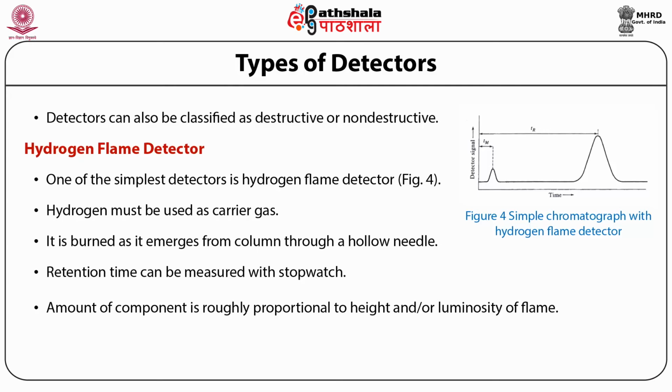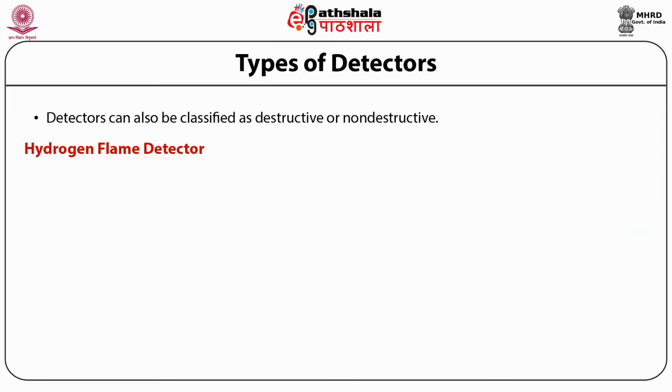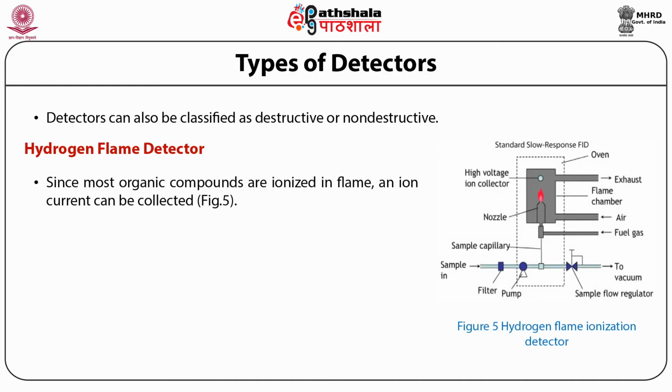This may sound very crude, yet it is not difficult to install a thermocouple to measure the flame temperature or a photocell to measure the luminosity and increase the accuracy manifold. Better still, since most organic compounds are ionized in the flame, an ion current can be collected between two oppositely charged electrodes as shown in the following figure. This is the principle of the flame ionization detector, one of the most sensitive and popular detectors in current use.